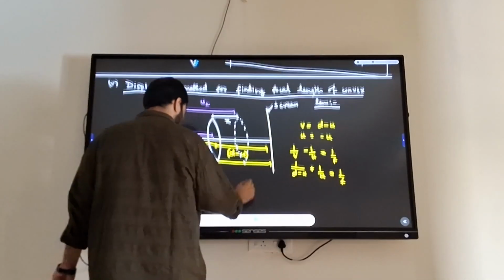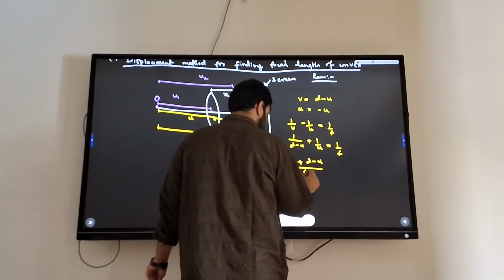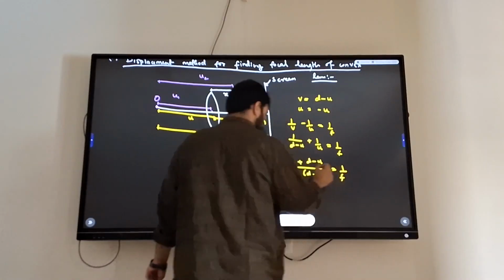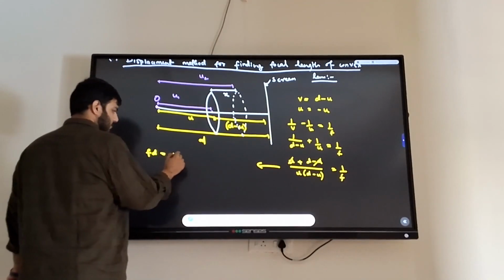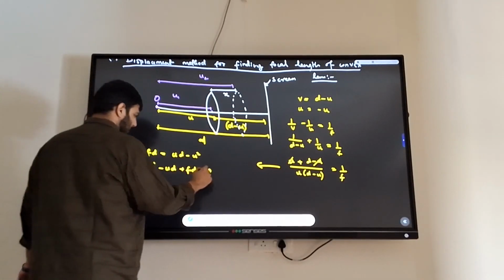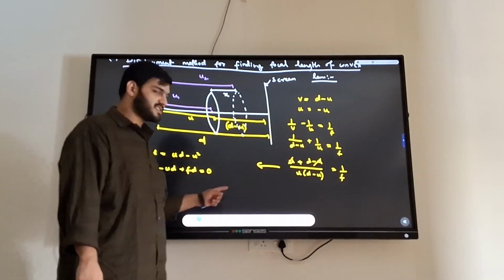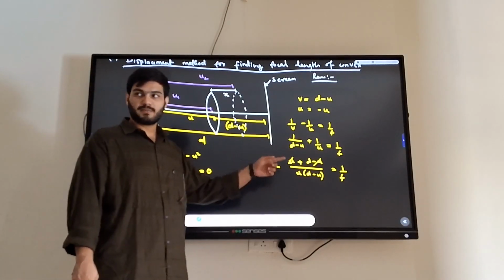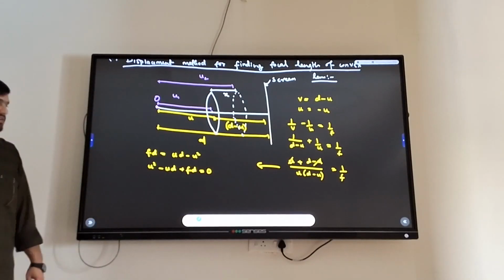If I solve this for u, what will I get? (u plus d minus u) over u times (d minus u) equals 1 by f. Some things cancel, and then I get fd equals ud minus u square, and then u square minus ud plus fd is equal to 0. Please look into my calculations; these are very simple steps. Is this all okay? Please check. I cross multiplied and wrote it in terms of u square. This is a quadratic equation in u.